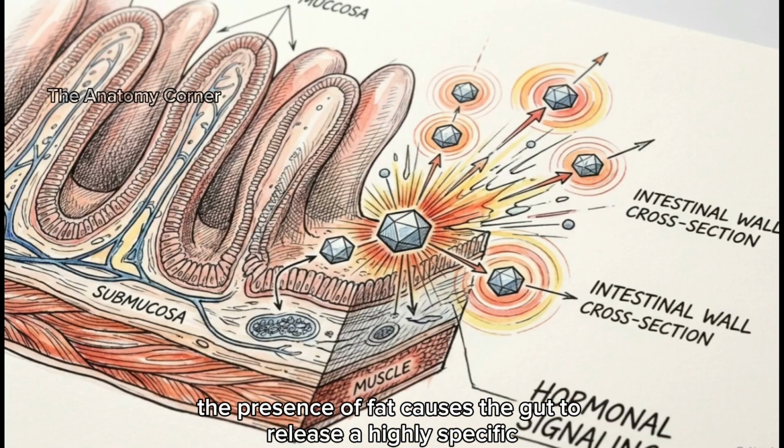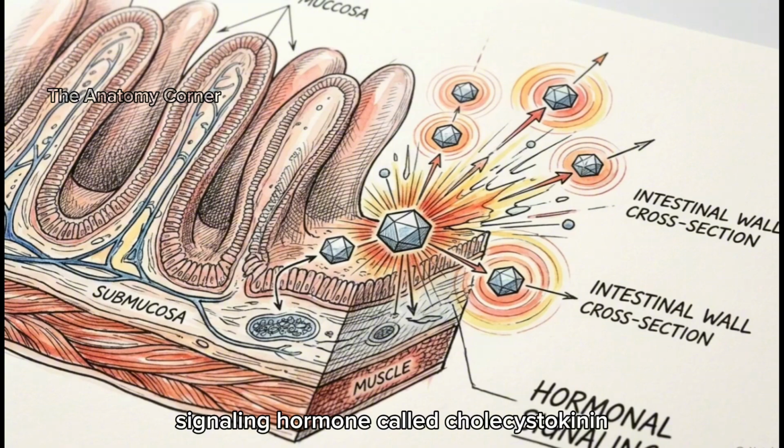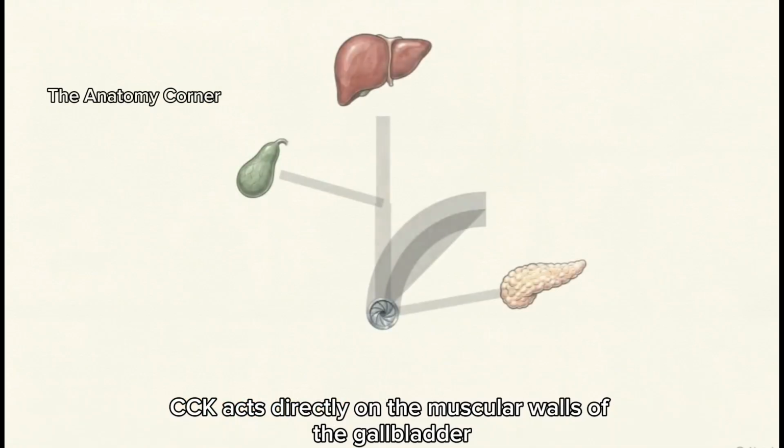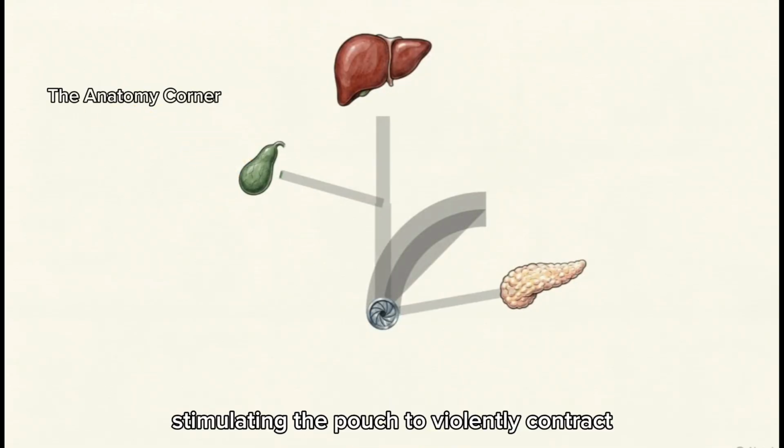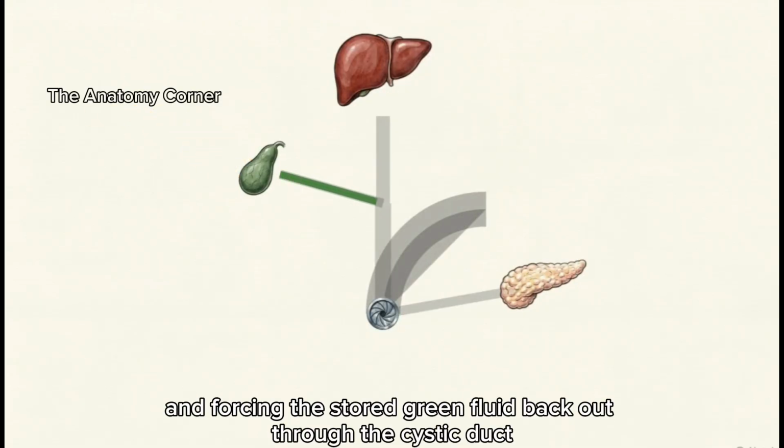The presence of fat causes the gut to release a highly specific signaling hormone called cholecystokinin, or CCK. CCK acts directly on the muscular walls of the gallbladder, stimulating the pouch to violently contract and forcing the stored green fluid back out through the cystic duct.